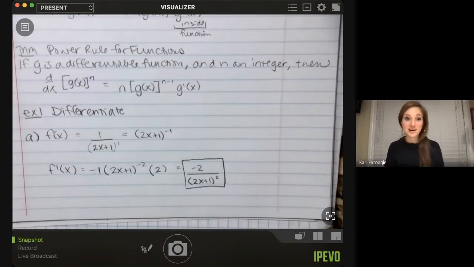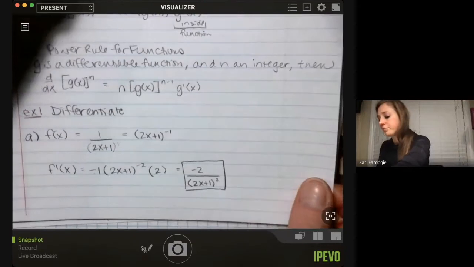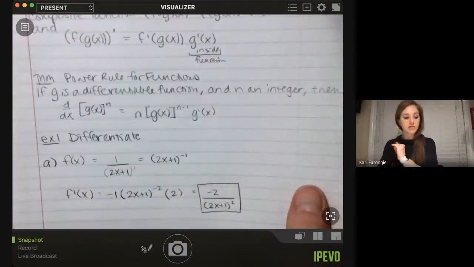So we're going to use it a lot today. And you're going to get really good at it because you're going to need it in most of your derivatives from here on out. So let's do another example.